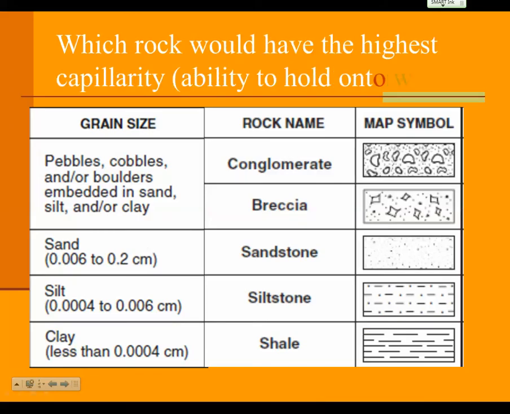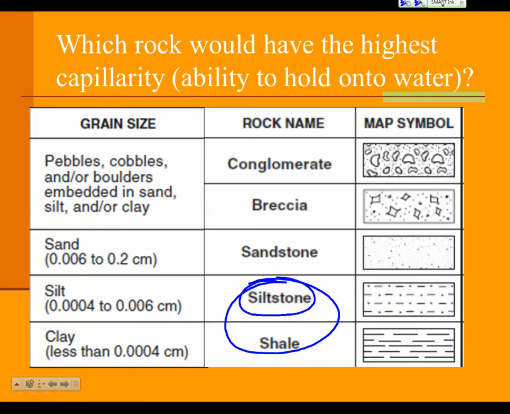So which rock would have the highest capillarity, ability to hold on to water the most? I would argue that these rocks down here would probably have the most capillarity. I would even say probably siltstone over shale, just because shale can be impermeable in some cases. But conglomerate and breccia wouldn't have much at all. Particles are too big.